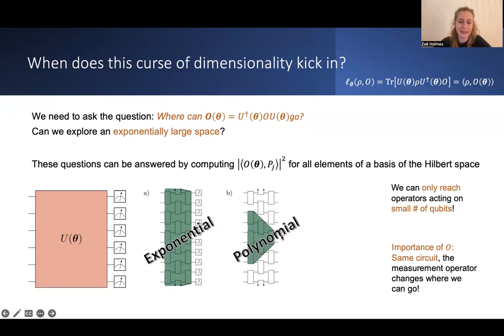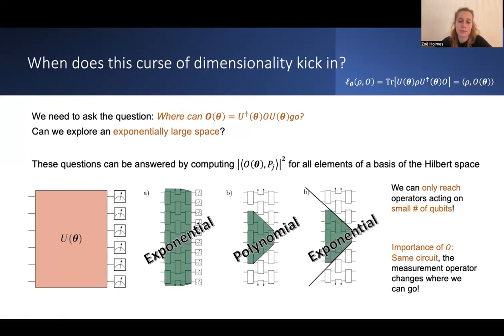On the other hand, if you're looking at a local measurement and you've got a shallow-depth circuit, then the light cone is going to restrict the Heisenberg-evolved observable to only a polynomial space. That is, we can only reach operators acting on a small number of qubits. And crucially, the observable is really important here. We've got shallow circuits in both cases, but the choice of measurement operator changes where we can go. Of course, the circuit is important too. If the circuit gets deeper, then even your local operator is going to become a global one, and it's going to span an exponentially large space.